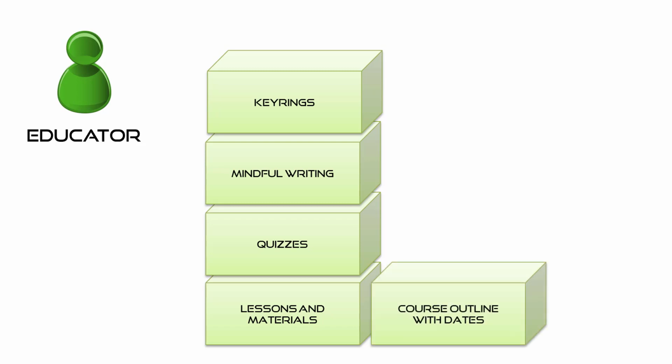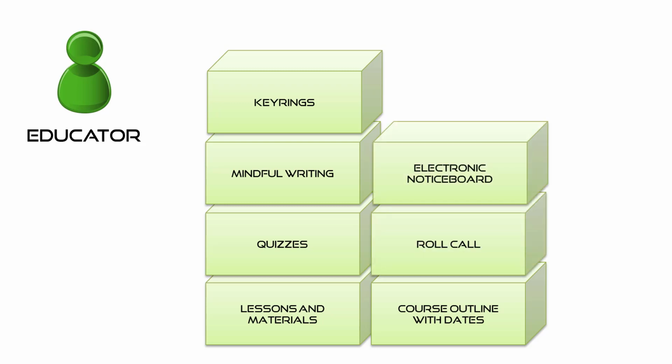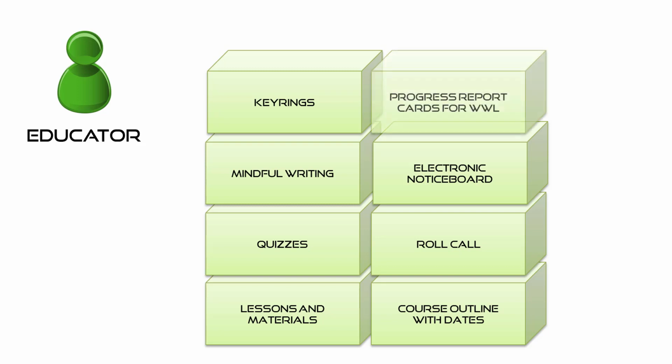A roll call system keeps track of classroom attendance. The electronic notice board allows one-way and two-way communications, whilst the progress card provides automated reporting on students' progress through the materials.